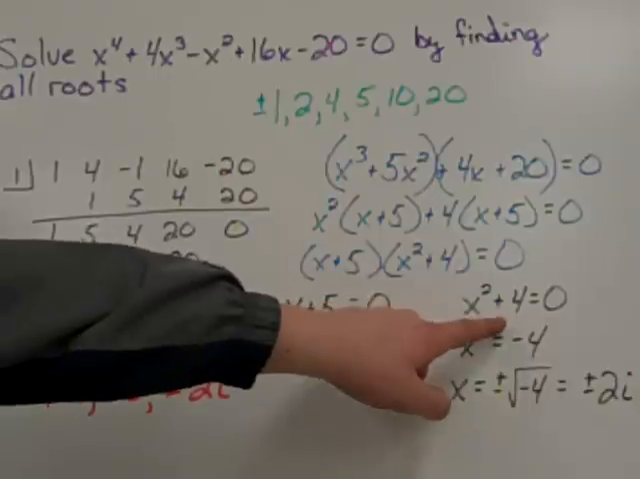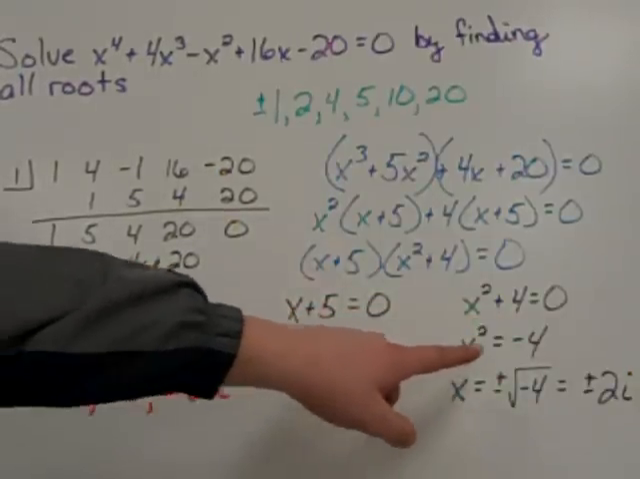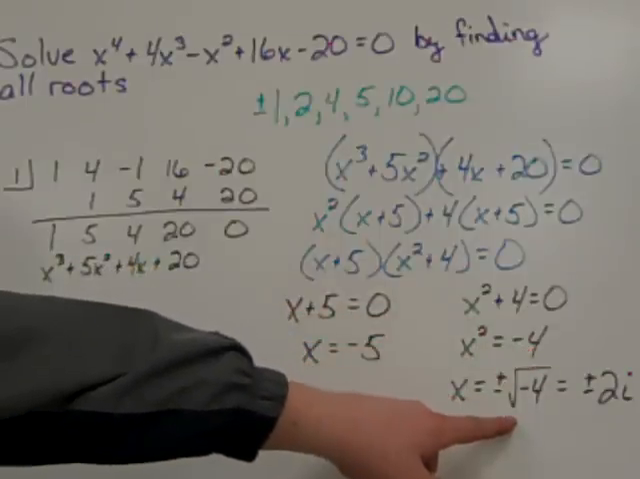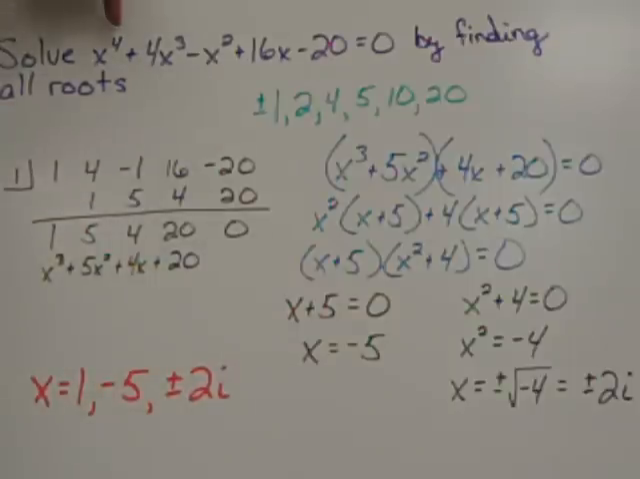Set each one equal to 0. Over here, I get x equals negative 5. Over here, subtract the 4 over, take the square root of it, and I end up with plus or minus 2i. And again, I know that I have 4 solutions, and I have found them. x is equal to 1, negative 5, and then positive and negative 2i.